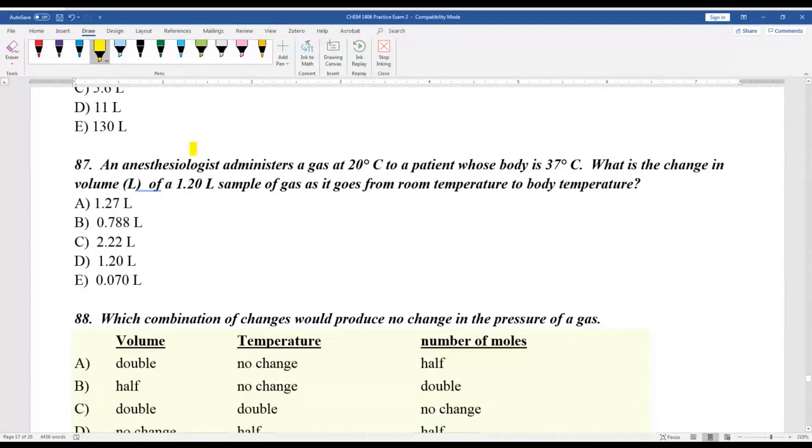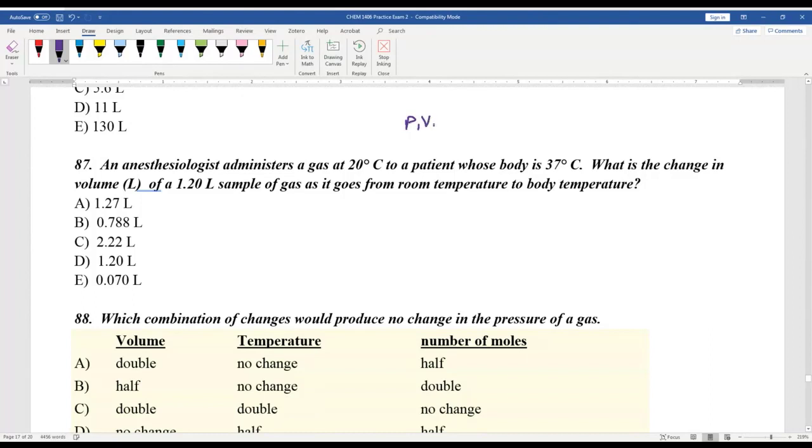I wanted to do this one with you. Okay, so it says an anesthesiologist administered the gas at 20 degrees Celsius into a patient's body. So it's 37 degrees Celsius. What is the change in volume of a 1.2 liter sample of gas as it goes from room temperature to body temperature?